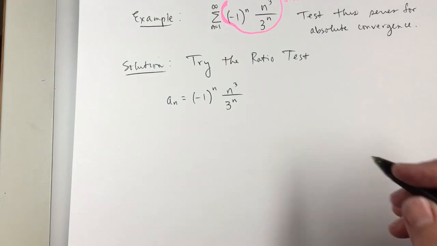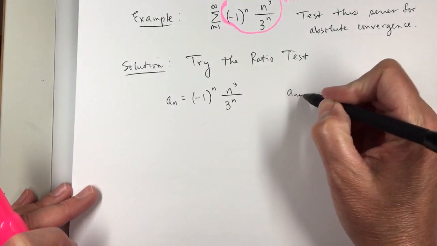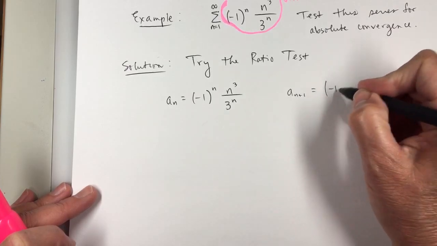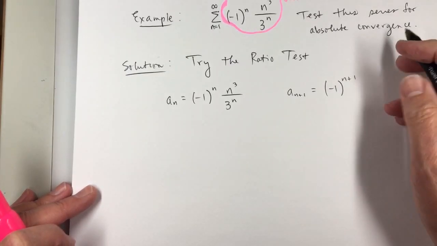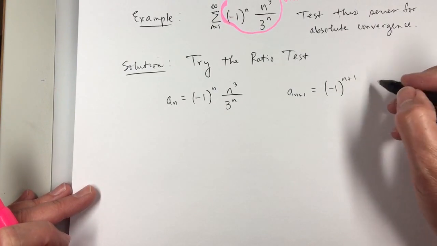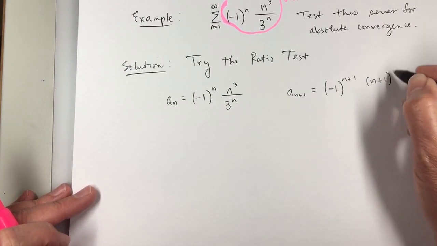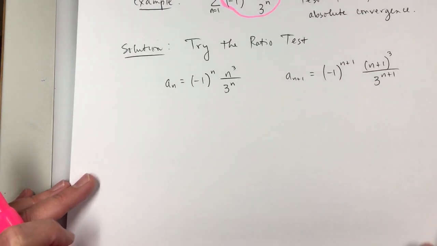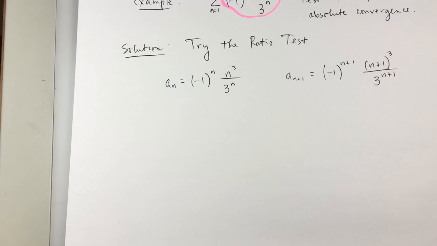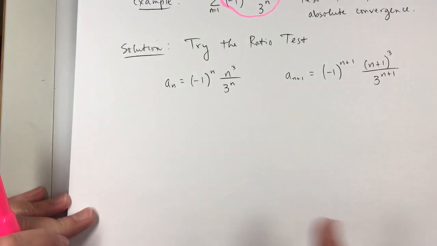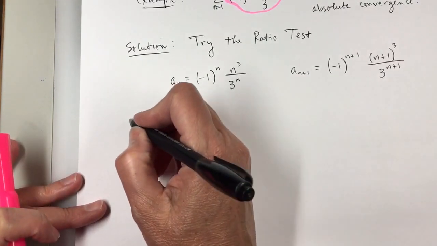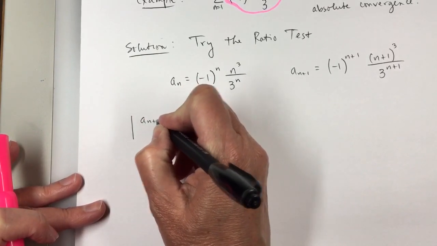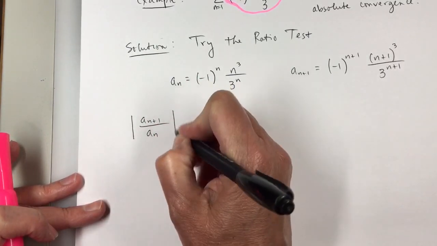Well, what's a sub n plus 1? All of the n's become n plus 1. So -1 to the n plus 1 times n plus 1 cubed over 3 to the n plus 1. And I have to form the ratio. If you write limit n approaches infinity and you write equal signs, you've got to make sure you write everything correct. I'm going to go after this ratio first, a sub n plus 1 over a sub n.